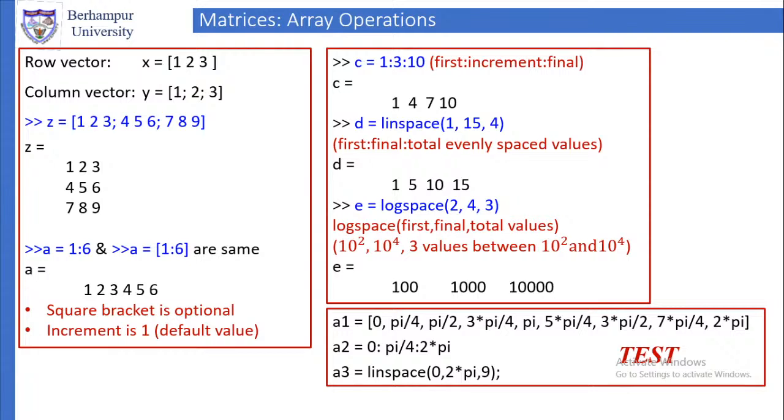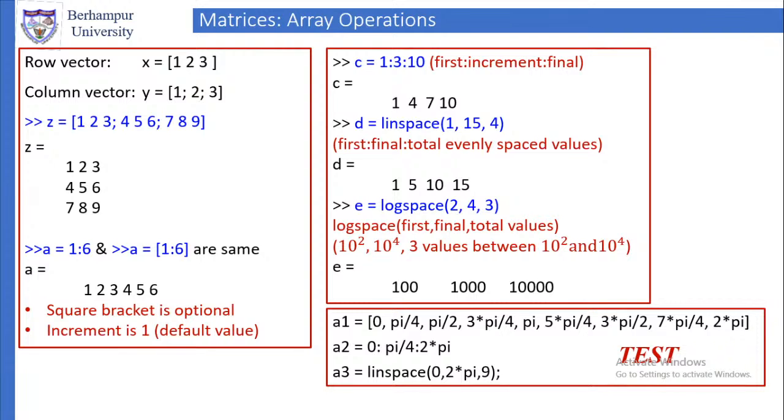Similarly, there can be logspace. E is equal to logspace 2, 4, 3. This means 2 is the first value, 4 is the final value, and 3 is the total values. This means 10 to the power 2, 10 to the power 4. 2 represents 10 to the power 2, 4 represents 10 to the power 4 because it is log, and 3 is the number of values between 10 to the power 2 and 10 to the power 4, including these two. So that will be 10 to the power 2 is 100, then 10,000, and between them the next logarithmic value is 1000. So 100, 1000, then 10,000.